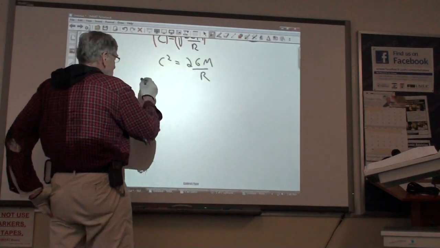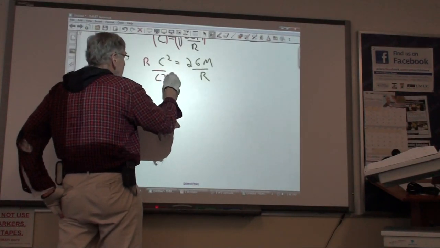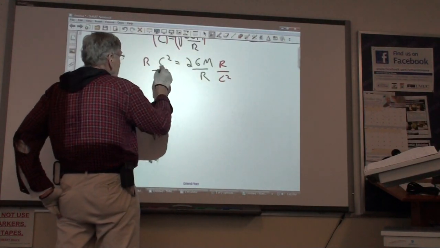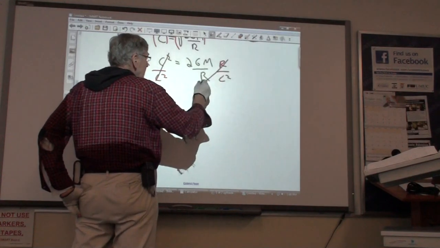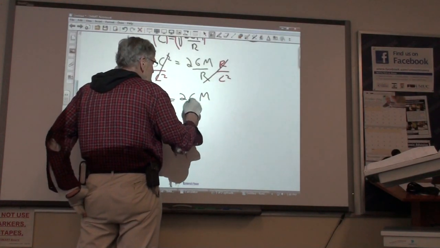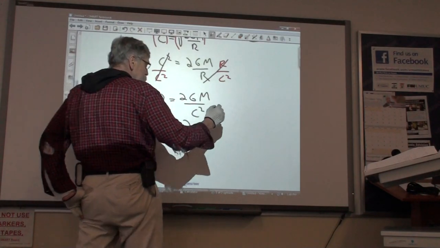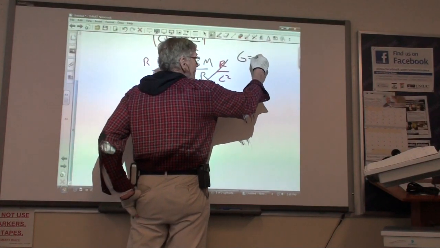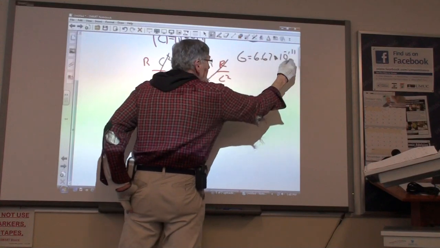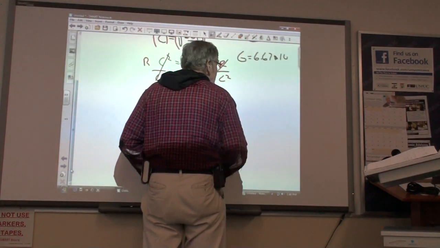So if we multiply both sides by r and divide by c squared, then we have cancellation of c squared on one side and r on the other, and we get r is equal to 2GM over c squared, which is the Schwarzschild radius. Now the gravitational constant G is in the back of the book. It is equal to 6.67 times 10 to the minus 11.